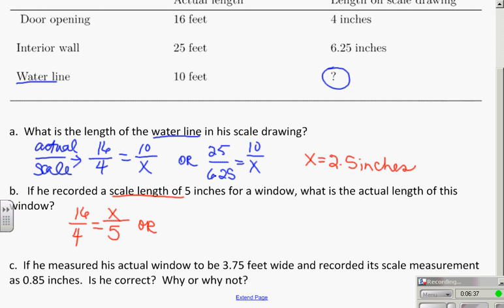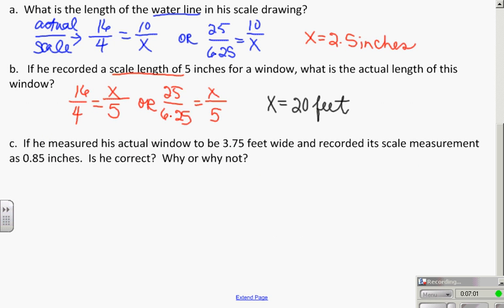Or my other ratio would be 25 over 6.25 is equal to the value I don't know over the value in my scale drawing. And when you cross multiply and divide for either of those, you're going to find out that x is equal to 20 feet.